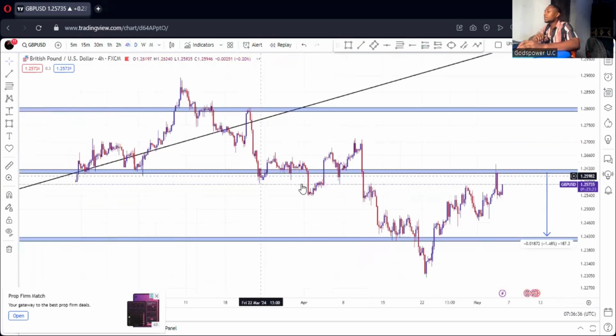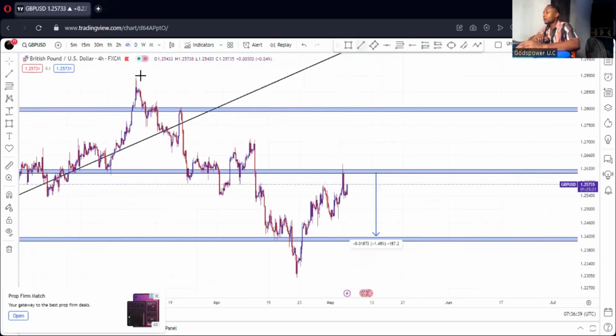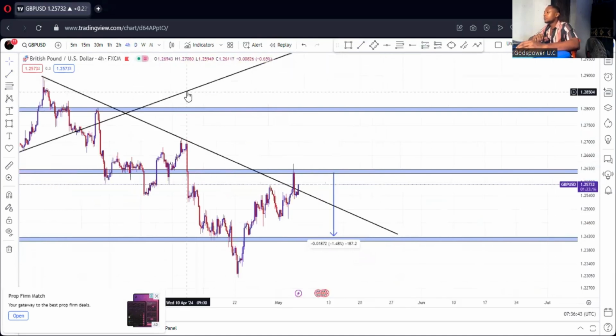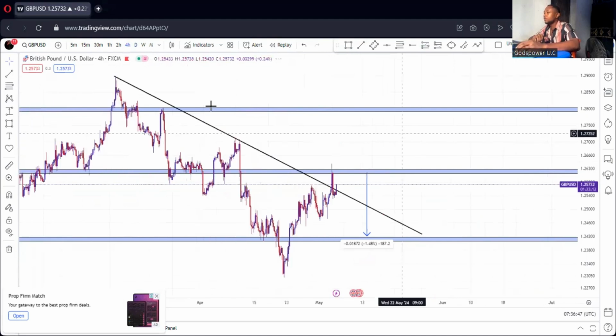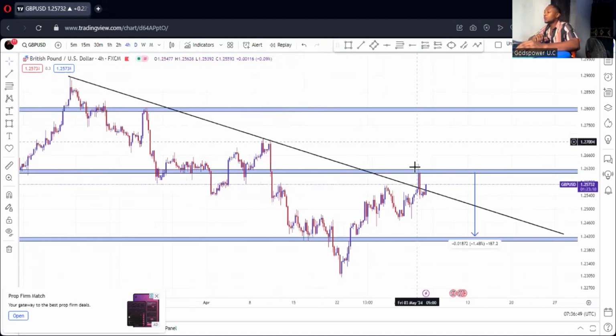So guys, you can see that this is on the 4 hours, right? Let's go ahead and place our trend line. This is the impulsive trend line. So I can go ahead and move this, so don't get confused. You can see that the market has already rejected from this zone here, right?